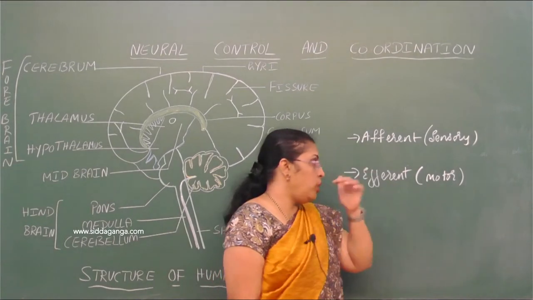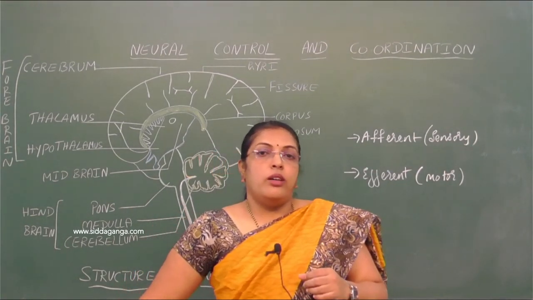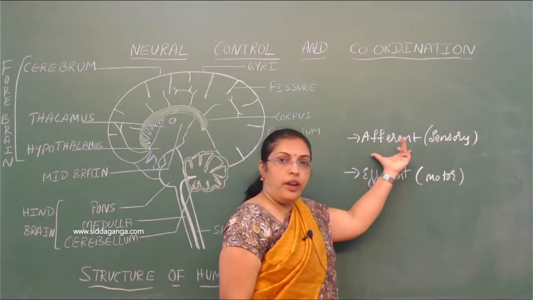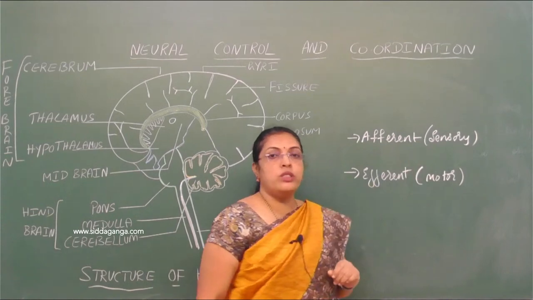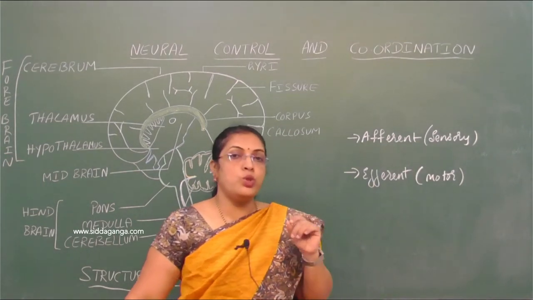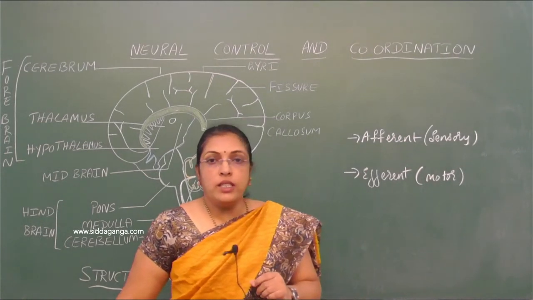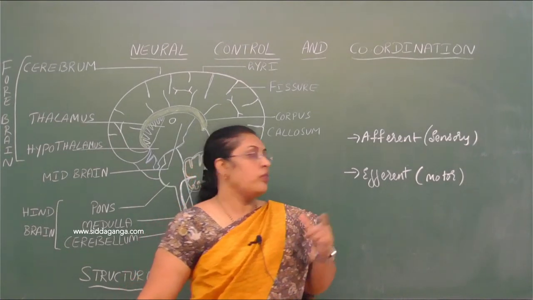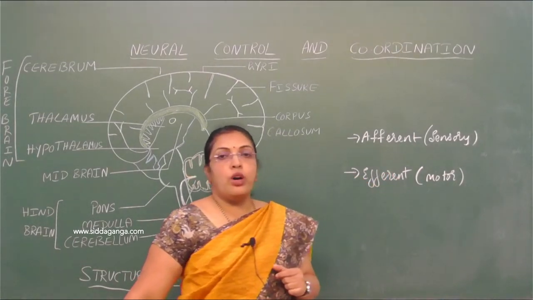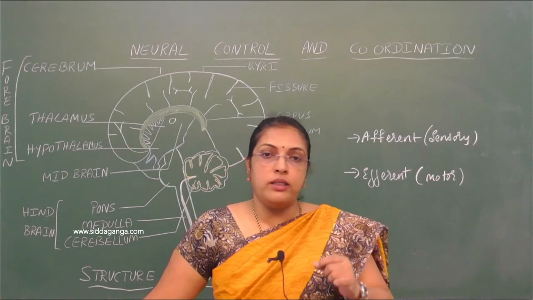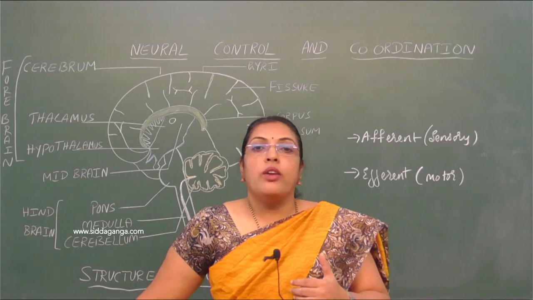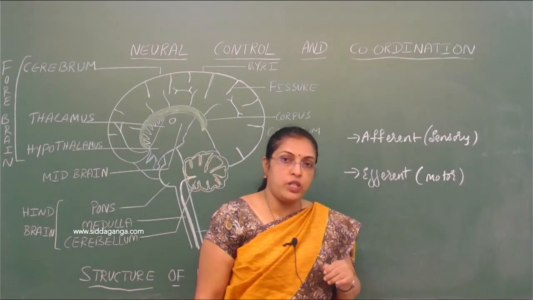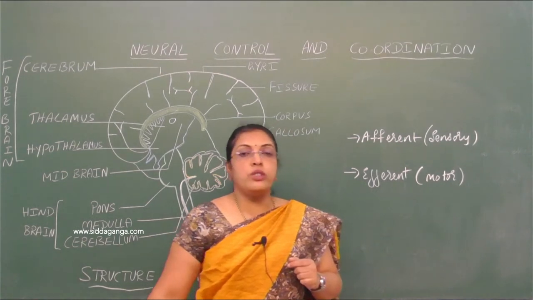Afferent neurons are the neurons which carry impulses towards the brain from the sensory organs. Afferent neurons or sensory neurons carry impulses towards the brain from different sense organs like skin, tongue, eye, ears. Whereas efferent neurons or motor neurons are the neurons which carry impulses away from the brain to effector organs.